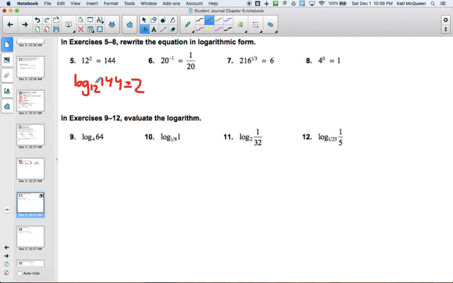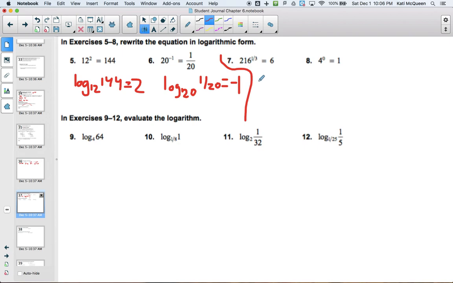So this is asking me, what power do I raise 12 to get 144? Well, I have to raise it to the second power. Okay, same idea here. So log, and my base is 20, of 1 over 20 equals whatever my exponent is, so negative 1. Okay, next one. So if you feel like you've got this, go ahead and pause and try these and come back and see how you did.